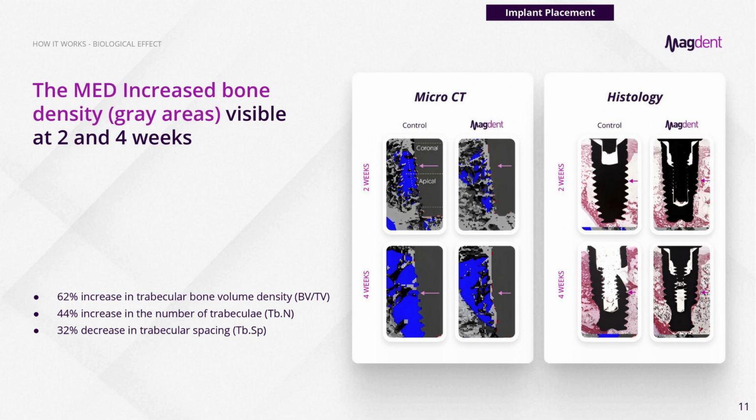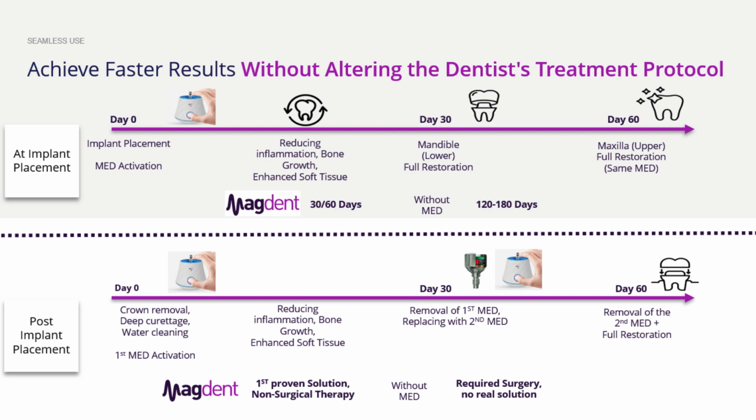A study in Materials showed a 62% increase in trabecular bone volume density in PEMF-treated implants versus controls. In compromised bone, that difference is not cosmetic. It determines whether the implant stabilizes.